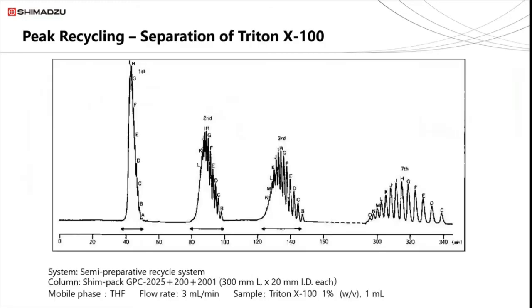Another example of peak recycling is this example of the separation of Triton X100, which is a non-ionic surfactant that contains a polyethylene oxide chain with an average chain length of 9.5 units. The chromatograms have been run on a series of GPC columns, so the separation is achieved by molecular size rather than interaction with the stationary phase. Going from left to right, you are seeing the first elution, followed by the second, third and seventh elutions after recycling.